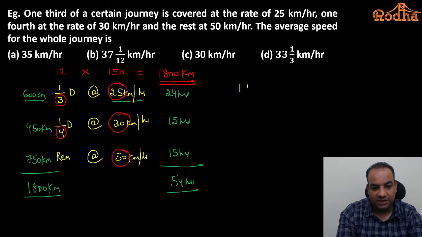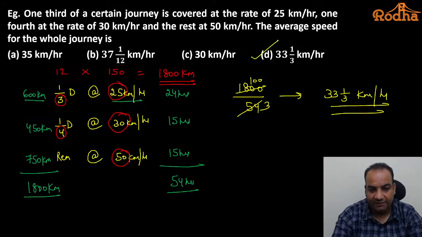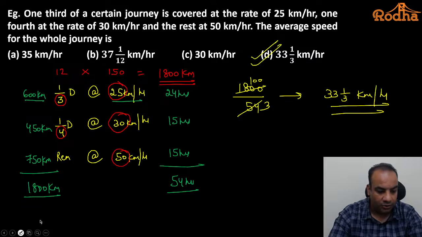That is total distance upon total time. Cancel by 18, this is 3 and this is 100. So 100 by 3 is 33 1/3 kilometers per hour. So the average speed is 33 1/3 kilometers per hour. Is it clear to all? Any doubt to anyone in this part?